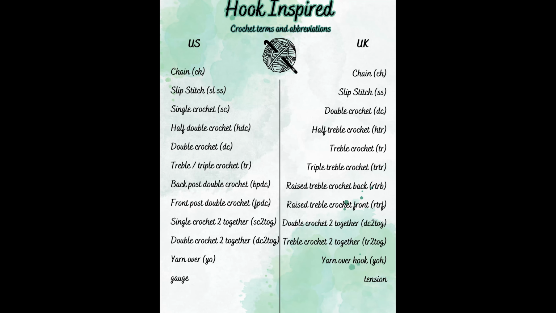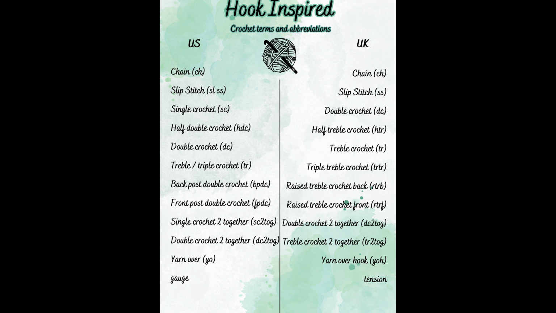So if we take a look at our chart and just do a very quick comparison, you will see that chain and slip stitch are the same, or essentially very similar. It's when we get to single crochet that the US, it's pretty straightforward. It says single, SC for abbreviation, but then on the UK side, it's actually called a double crochet. Now, this is where I struggle just a tiny bit, where that doesn't actually make any sense to me. They are the same stitch, you perform them the same way, but they've called them completely different things.